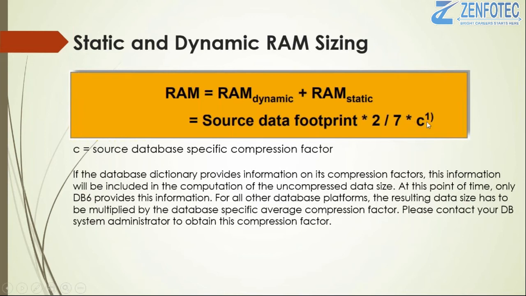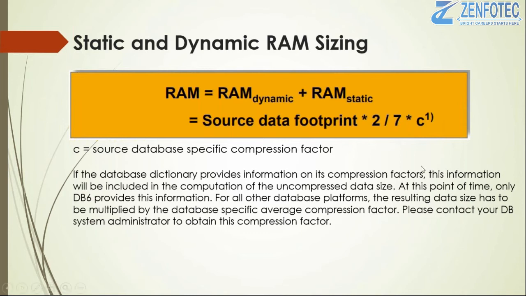So what is this compression factor? The source data footprint is the database, the current data size of my legacy systems. You will get it easily if you ask your DBA what the current database size is. For example, 200 GB. So take 200 GB times 2, divide whatever comes by 7, and then multiply by the compression factor.